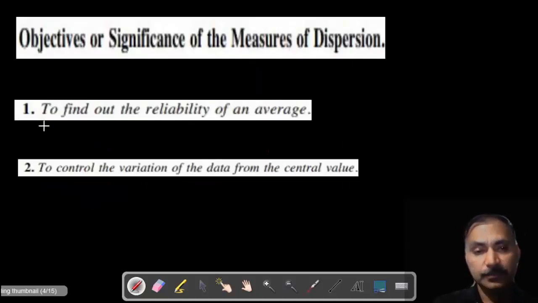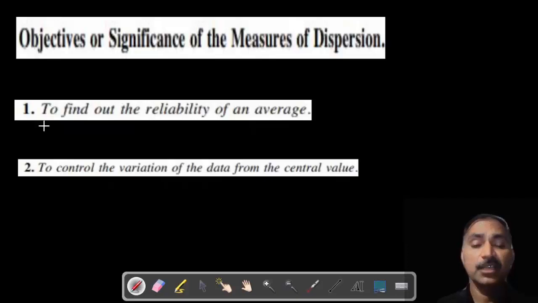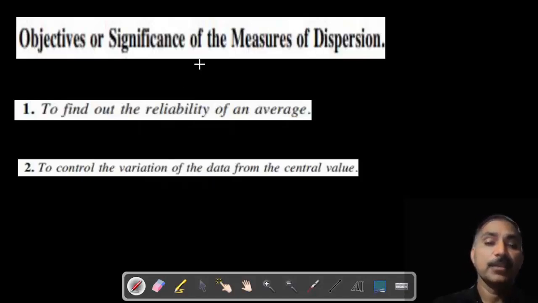अब हम आगे बढ़ते हैं ऑब्जेक्टिव्स के बारे में. सिग्निफिकेंस ऑफ मेजर ऑफ डिस्पर्सन. मेजर ऑफ डिस्पर्सन का क्या यूज है, क्यों हम पढ़ते हैं. The first thing is to find out the reliability of an average. Average कितना reliable है वो हमें पता करना है, तो हमें मेजर ऑफ डिस्पर्सन निकालना पड़ता है. ध्यान रखना, मेजर ऑफ डिस्पर्सन में जब हम एवरेज की रिलायबिलिटी के बारे में टेस्ट करते हैं तो हमारा इंटेंशन ये होता है जो डेविएशन है वो छोटा हो. जितना डेविएशन कम होगा उतनी ज्यादा रिलायबिलिटी होगी.